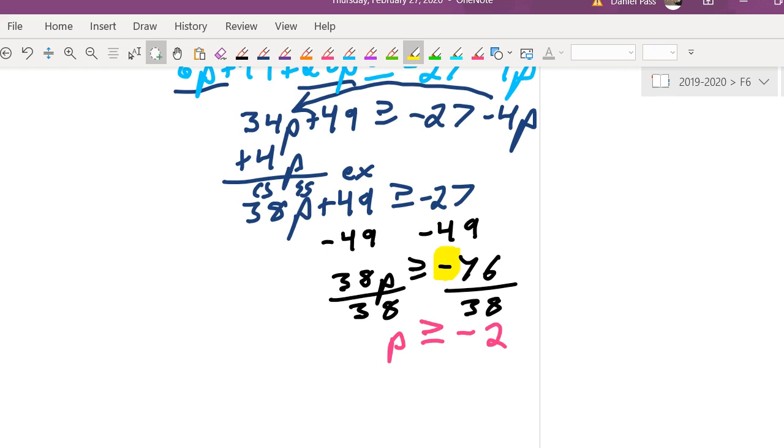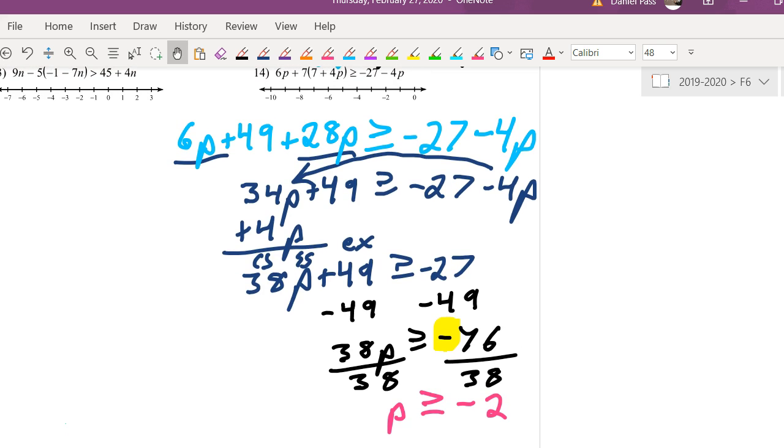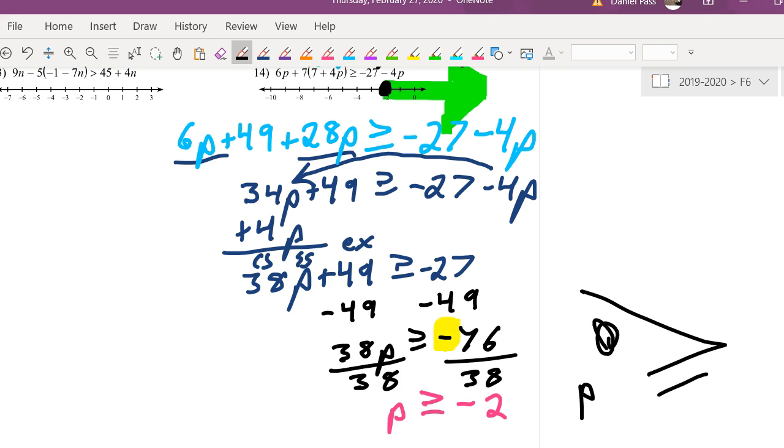Alright, so let me zoom out and graph it. Okay, -2, closed circle or open circle? Closed. Okay, P is on the open side. Wait, I thought P was like P. I thought the open side was the -2. No. Let's look real carefully. P, and then if we write the sign real big, see that? This is the open side, this is the pointy side. Oh. See that? Sometimes when you write the sign bigger, it helps.